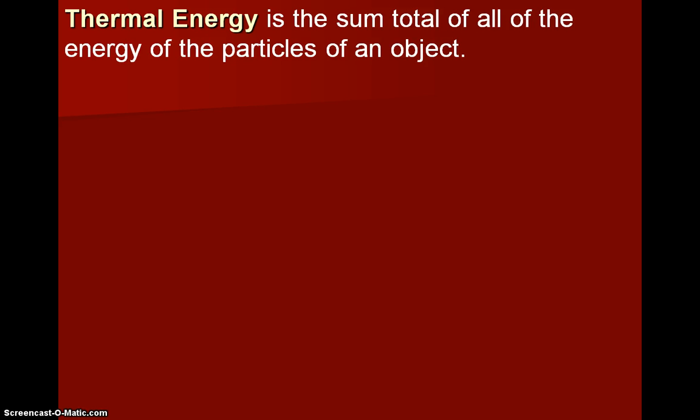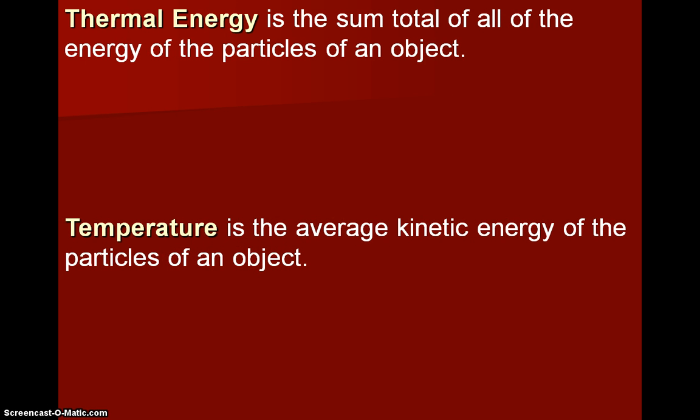And the idea of this movement or this loss is what thermal energy is. We've pretty much left it out of our law of conservation of energy so far, but now we're going to start to integrate it. So what is the difference between thermal energy and temperature? Well, the thermal energy is the sum total of all of the energy of the particles that an object has. And the temperature is the average kinetic energy of the particles.